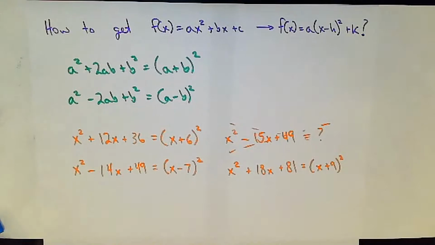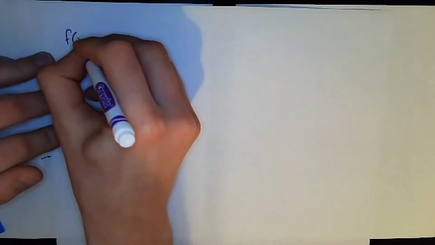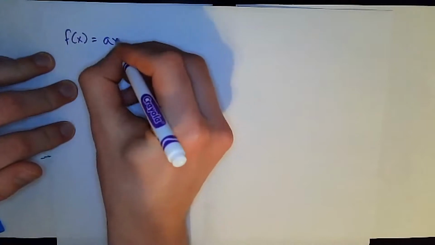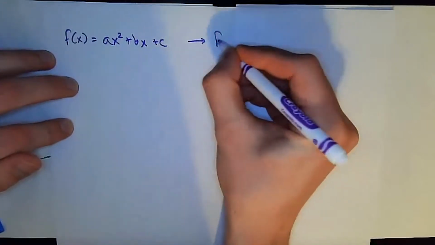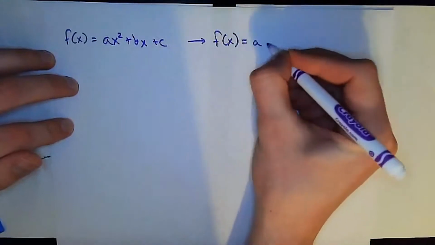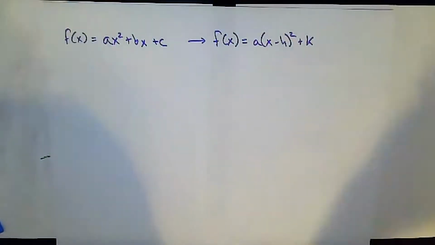Okay, so now let's talk about moving a function from f of x equals ax squared plus bx plus c to, I'm just going to rewrite it since I'm on a new page, this. This is the goal right here.